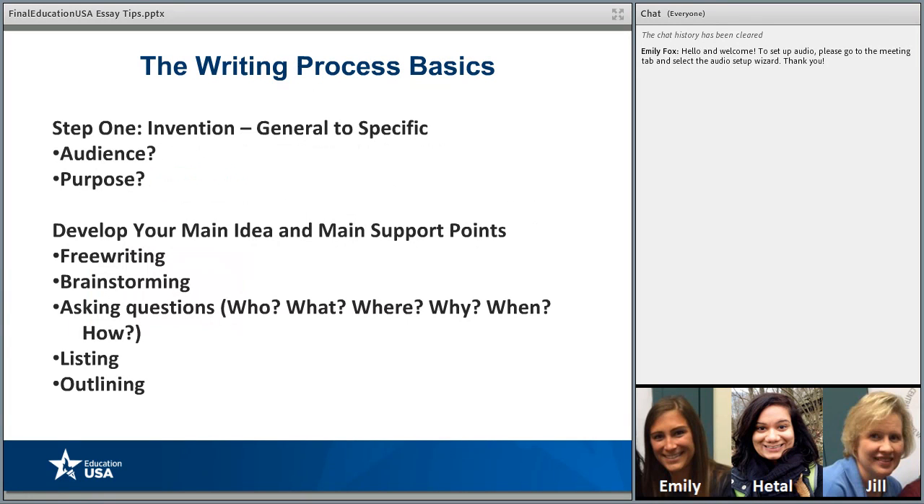General writing process basics. So it's really important that you find your personal writing process, but we like to think of it just like there are three parts of an essay, there are three parts of the writing process.